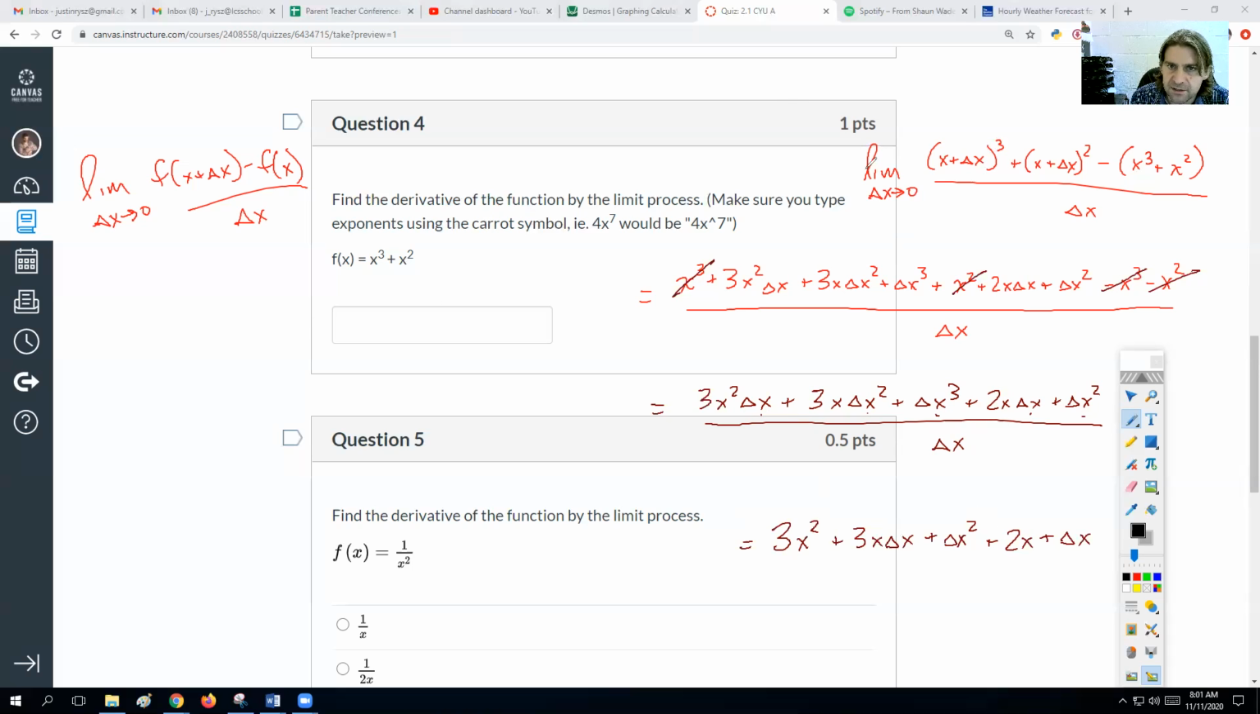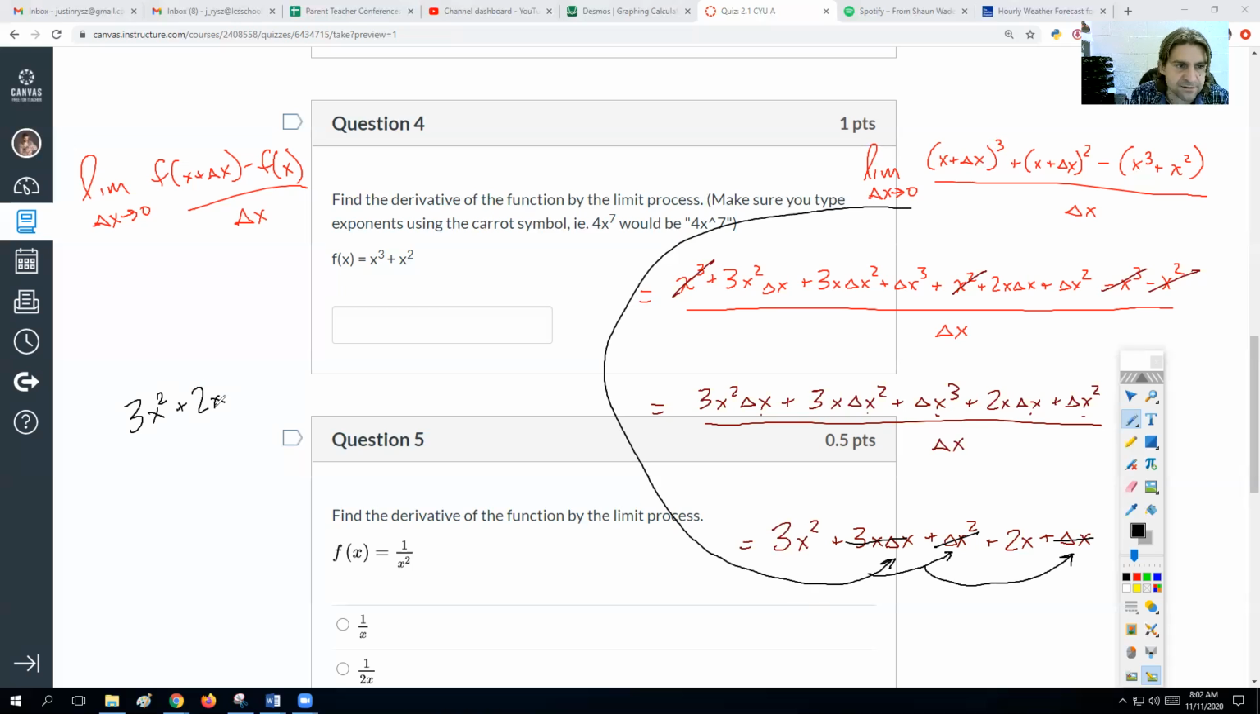So if we remember, technically we have the limit going on here, and we're going to make delta x go towards 0. So every single place we have a delta x, we're going to change that to a 0. Well, when we do that, this becomes 0, that becomes 0, and that becomes 0. So we are just left with a 3x squared plus 2x.